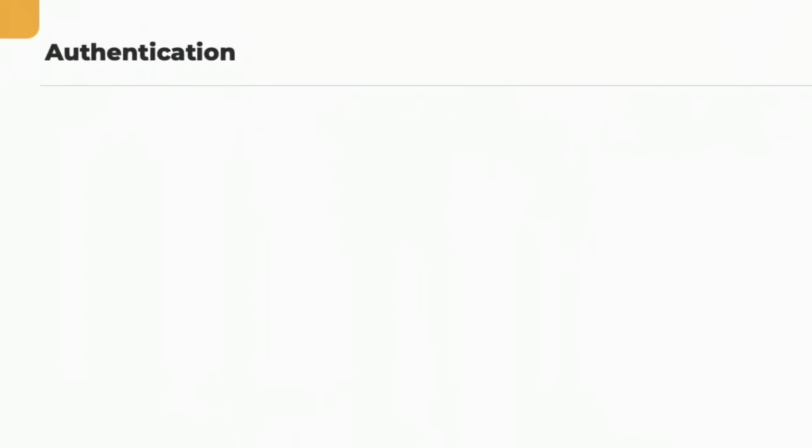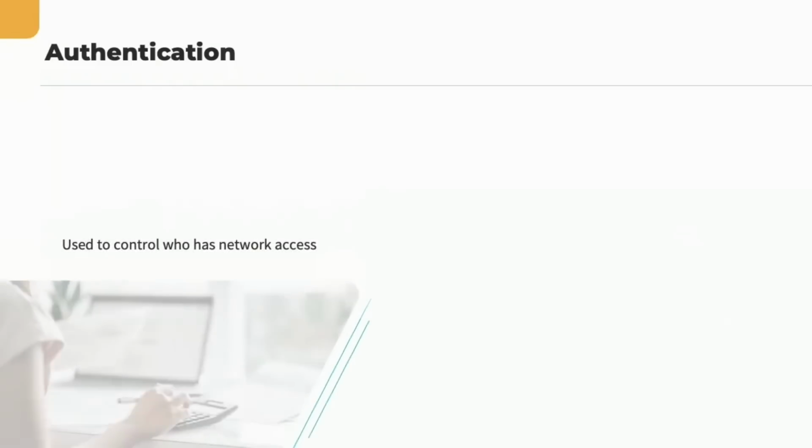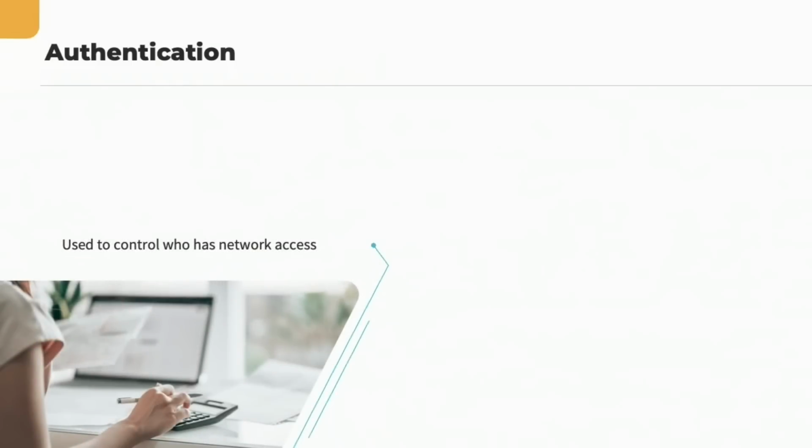So, beginning with authentication, this process is used to control who has access to network resources. And the key word here is who, in that authentication is always the process of establishing your identity, or more simply stated, answering the question, who are you, whenever an access attempt is made.